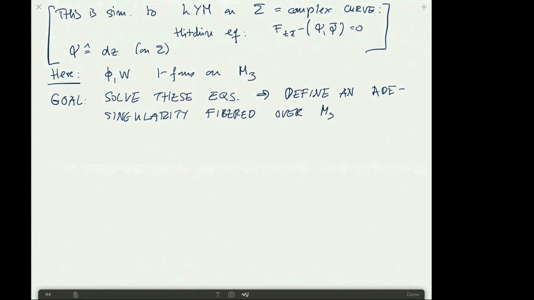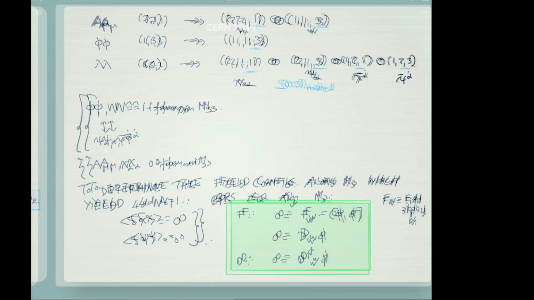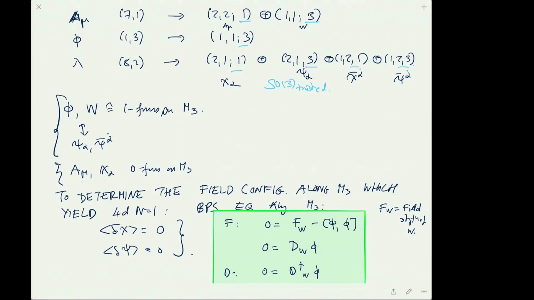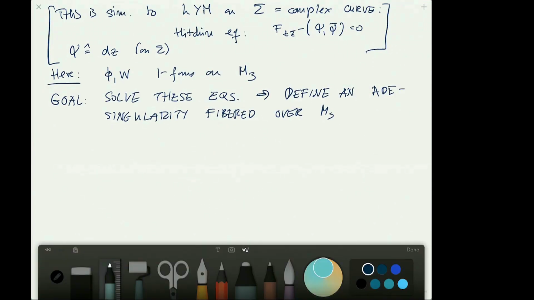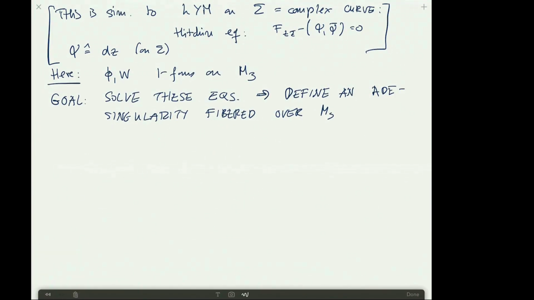Cool. Of course, solving these equations, if you look at them, is quite complicated. This is usually not an easy feat to do, even in the case of the Hitchin system, where you have a complex curve. Here we have a three-manifold. This is quite a complicated system of equations. And so we'll make some simplifying assumptions. We'll start with some simplifying assumptions.